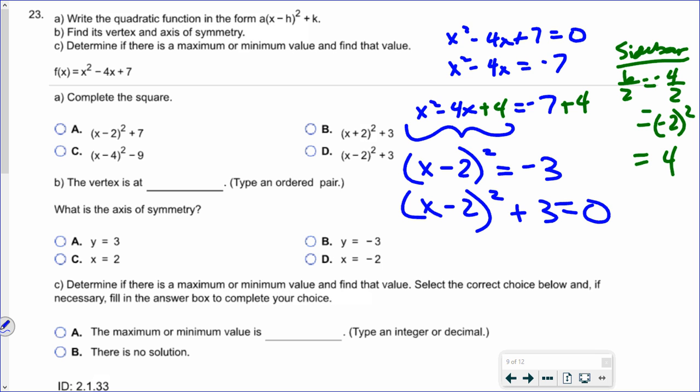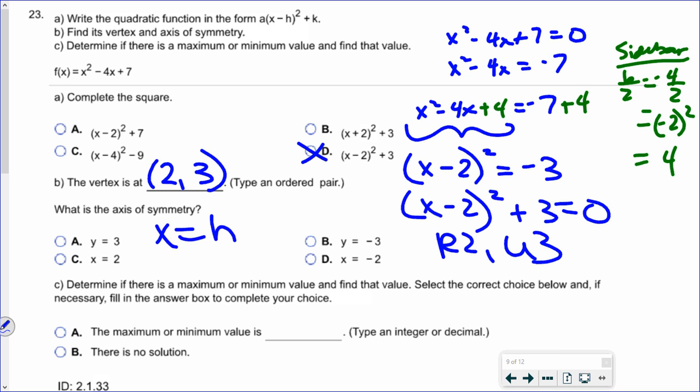So which one is that going to be? Has to be letter D. So what is my vertex? My vertex says I'm going to the right 2 and up 3. Do you remember us doing that? Right 2 is positive, up 3 is positive 3. Axis of symmetry is x equals h, so that is going to be x equals 2.